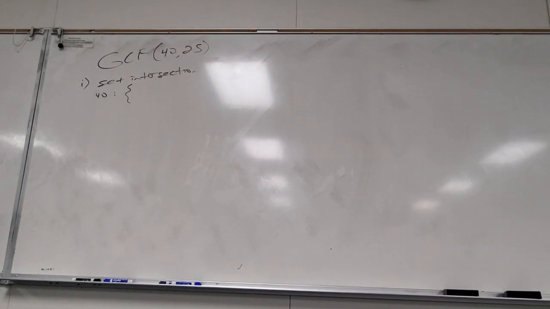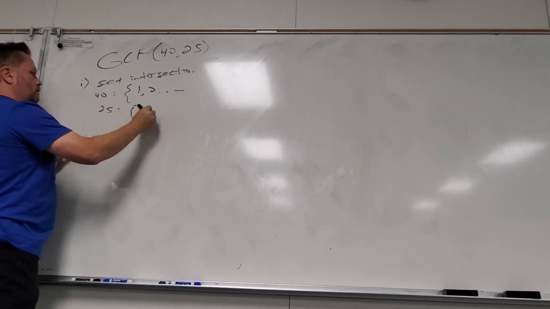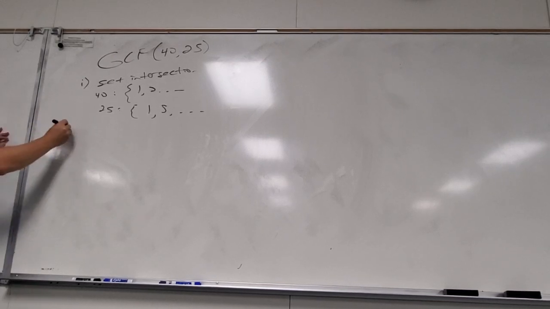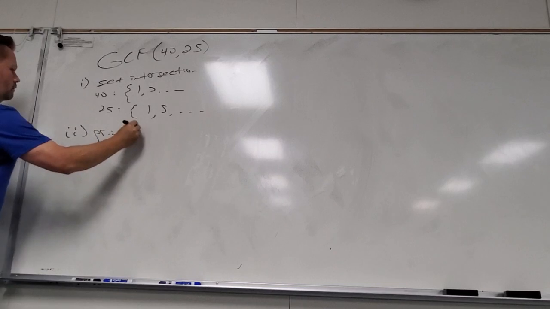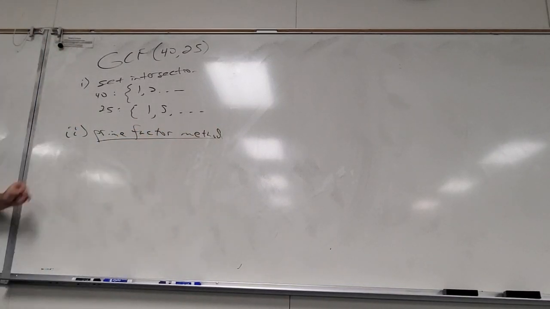You never have to use that if you don't want to, but what's out there? What's another way you can find a GCF? That's not the set intersection method. Say again? Prime factorization, I love it. Sure, the prime factor method. So you would factor 40 and 25, and then you can piece together where they overlap. The biggest number that they overlap at.